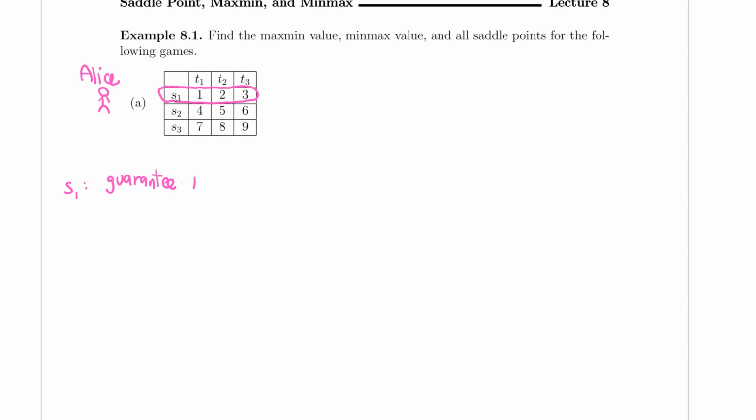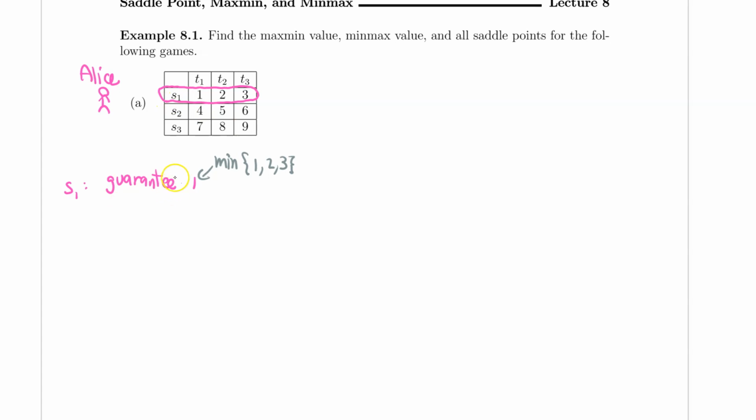That will guarantee her $1. So notice how this number 1 here is basically just the minimum of all the numbers that we see here. It's going to be just the minimum of 1, 2, and 3. So choosing the first row guarantees her $1.